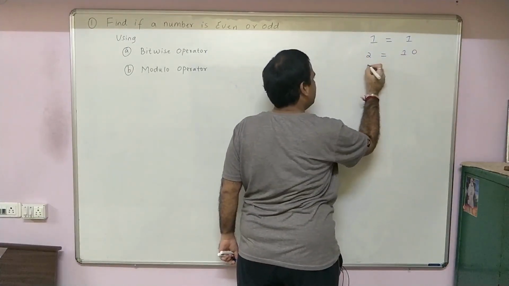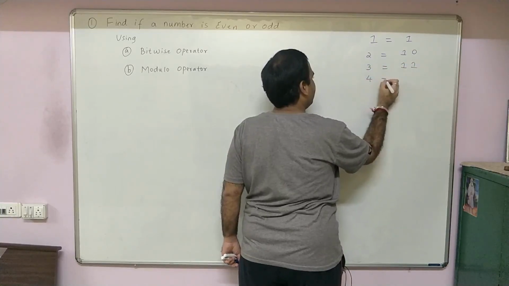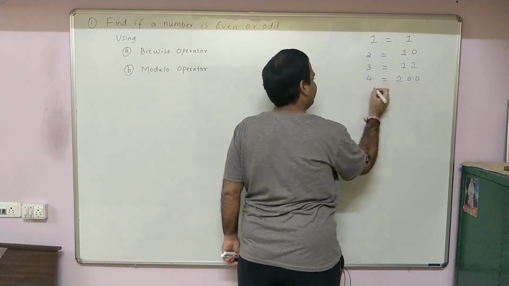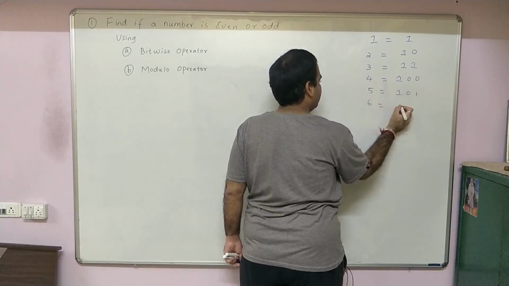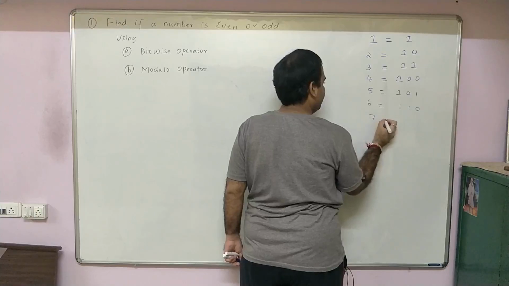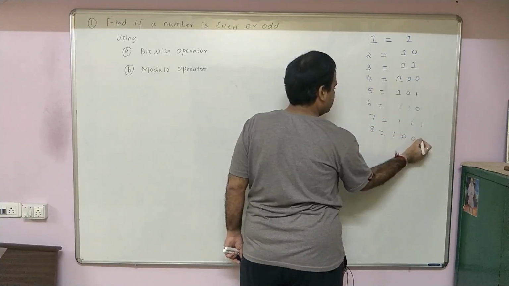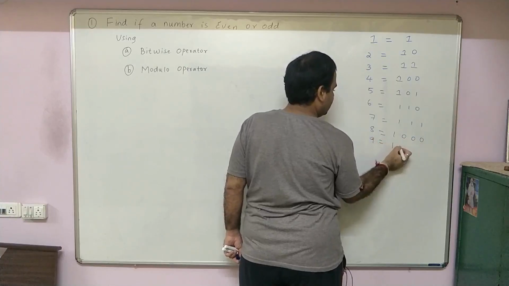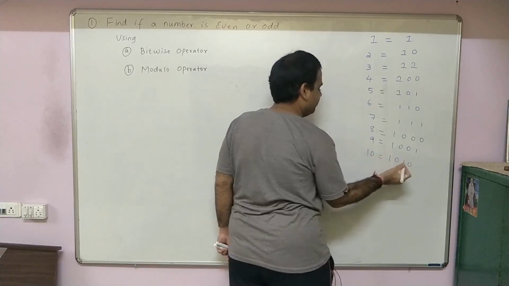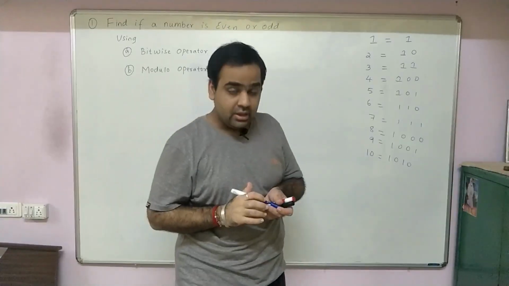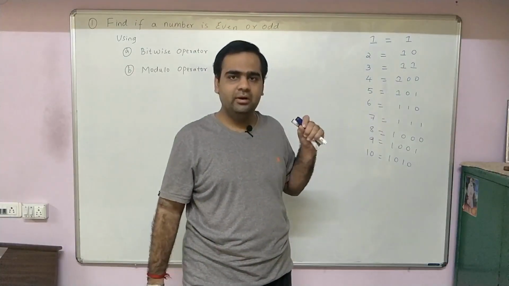It is 10, 3 is 11, 4 is 100, 5 is 101, 6 is 110, 7 is 111, 8 is 1000, 9 is 1001 and 10 is 1010. Okay, you can continue with it. Now, what can we observe about the pattern over here? Can you observe the pattern?